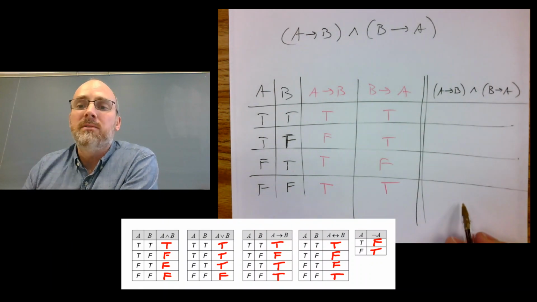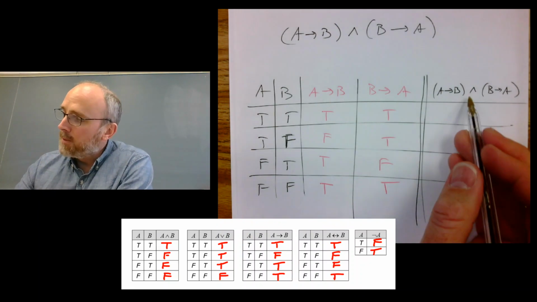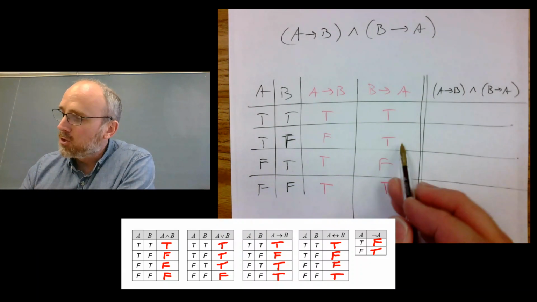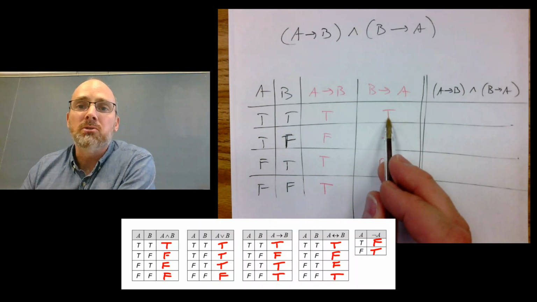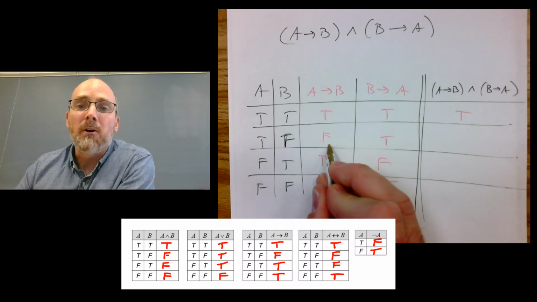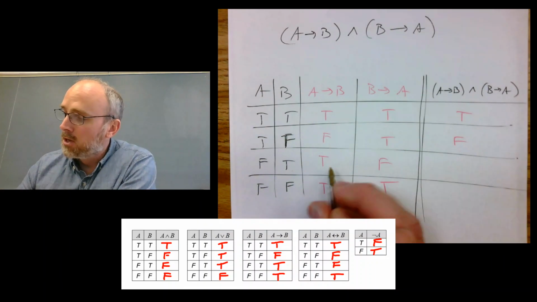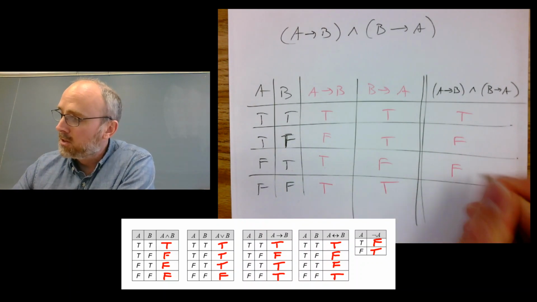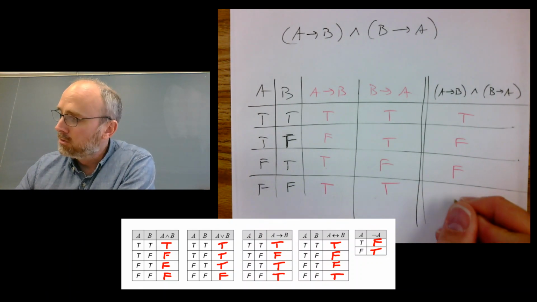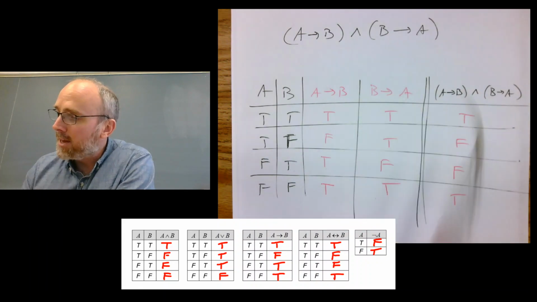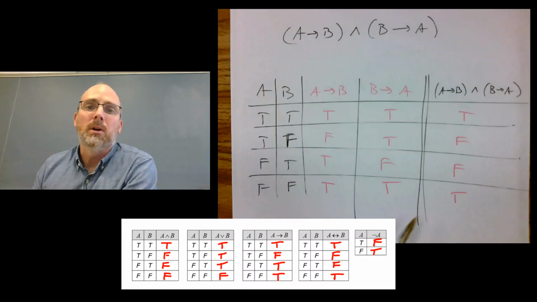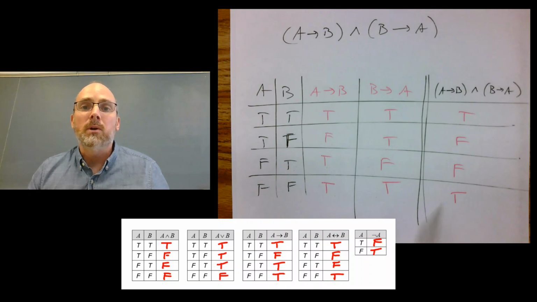And now we can go ahead and fill out this last column because it's just the and of those 2 statements. So true and true is true. False and true is false. True and false is false. And then true and true is true. And so that's one approach for filling out the truth tables for more complex statements like that.